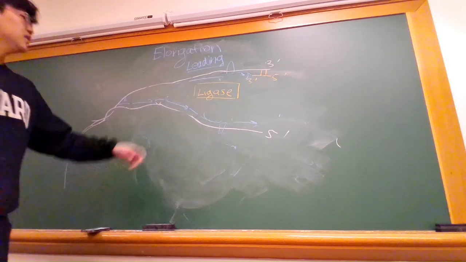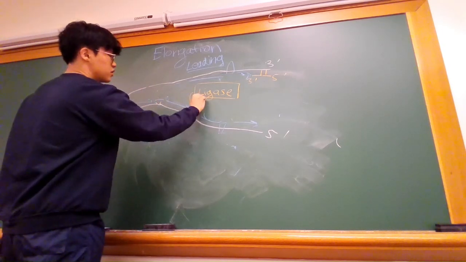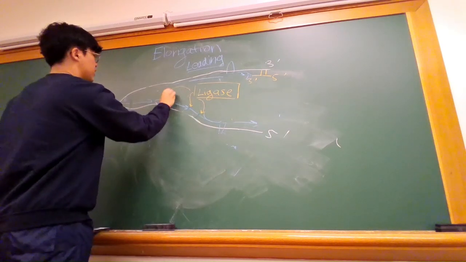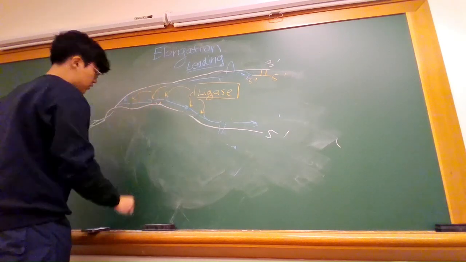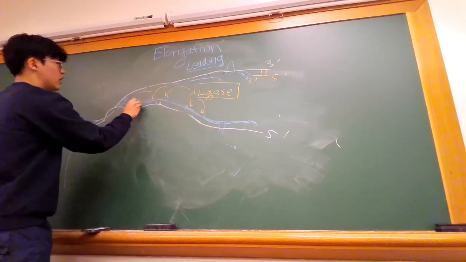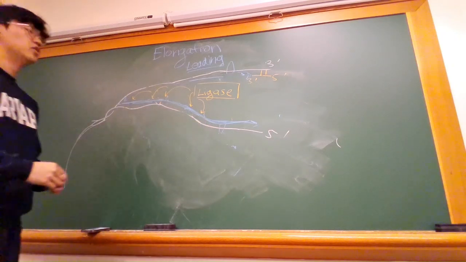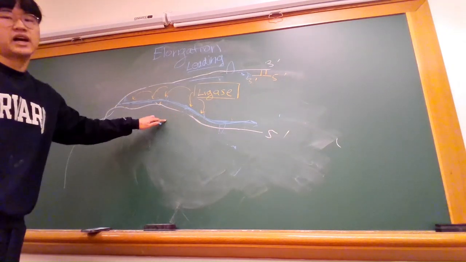So ligase is another enzyme that'll come in and patch up these little gaps in the DNA. It just basically sticks a band-aid in all these broken regions here. Then it'll connect this into one continuous DNA strand. So that's how we solve the problem of the lagging strand here.